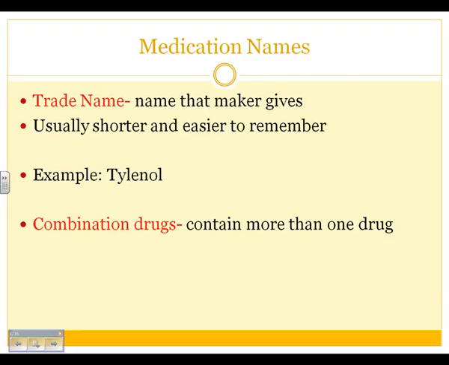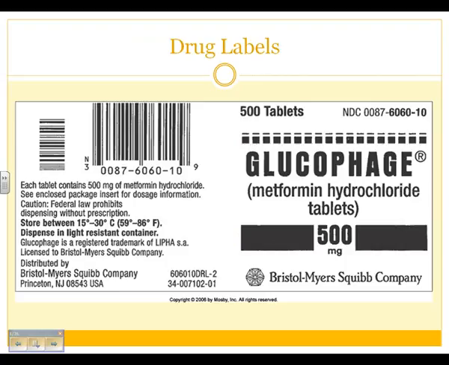All right, let's look at some drug labels. What is the trade name of this drug? Glucophage. What is the generic name? Metformin. All right, do y'all know what kind of drug this is? It's an anti-diabetic. It's an oral agent. So what form does it come in? It's tablets. How many milligrams is each tablet? How many are in the bottle? Who made it? Okay, so we got all that information just by looking at the drug label.